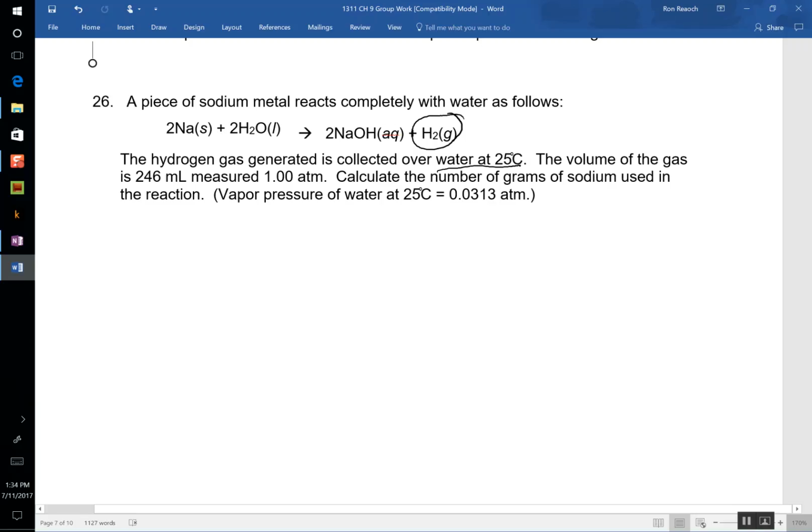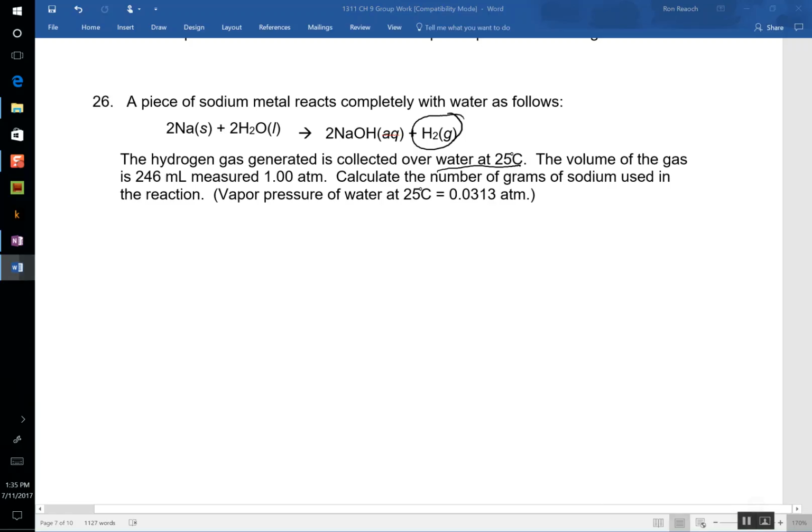And this is at 25 degrees C, and it's saying the vapor pressure of water at 25 degrees C is 0.0313 atmospheres. Usually they will give that number in torr or millimeters of mercury. Vapor pressure of water. So what do we have to do with that? We have to just make a slight compensation.